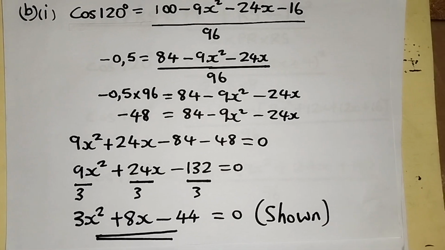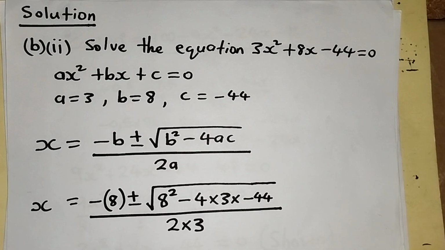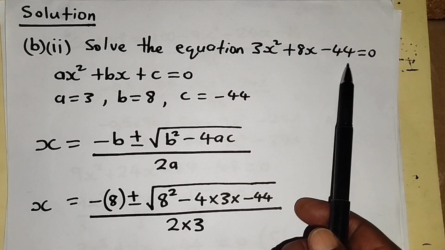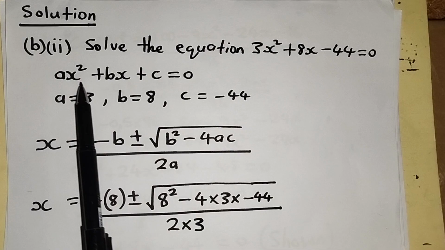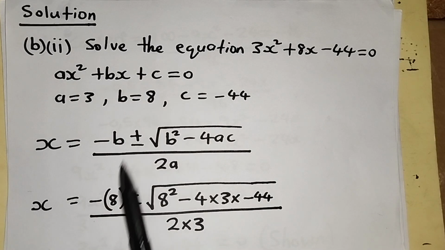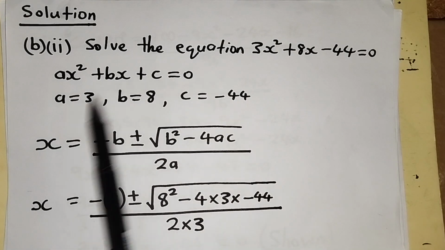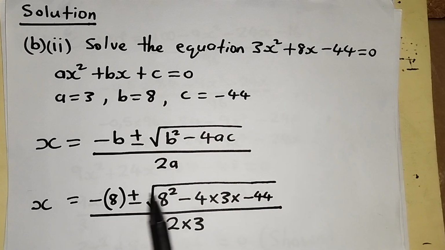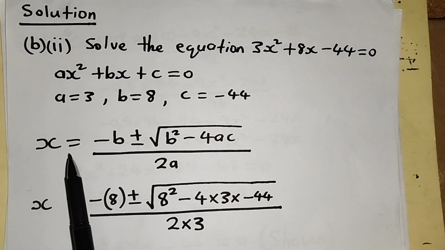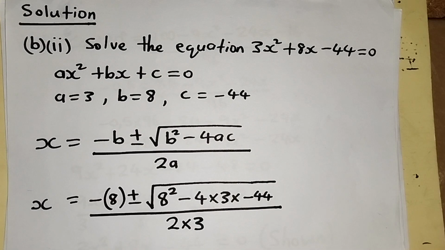Okay, finally, let's go to our final solution for the final question. We want to solve the equation 3x squared plus 8x minus 44 equals 0. Now, the general form for a quadratic equation is ax squared plus bx plus c equals 0. So I'm going to compare the general form and this one which I have. My a is 3, my b is 8, and my c is minus 44. So I'm going to insert these values into the quadratic formula for solving a quadratic equation. We mainly use this formula for a quadratic equation which does not factorize.